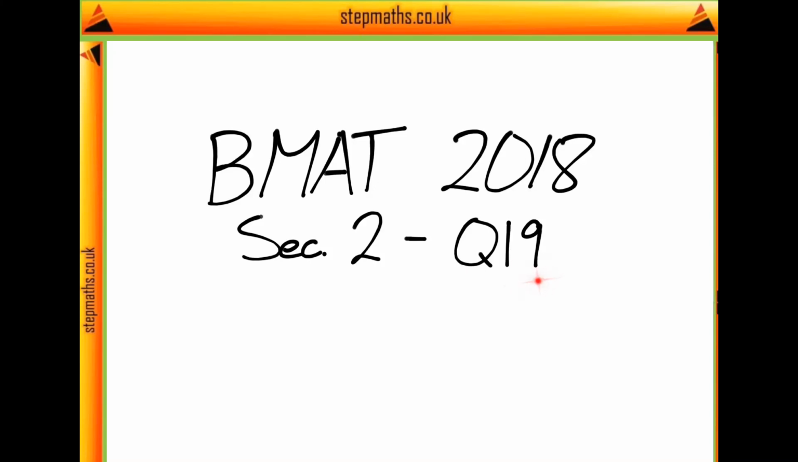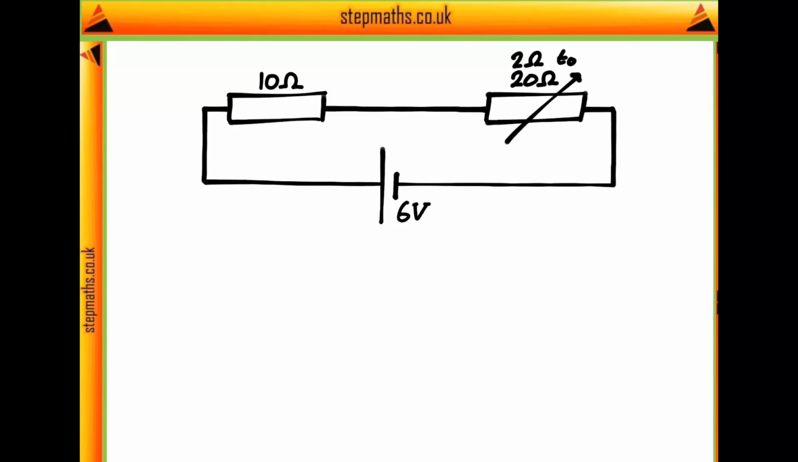Here we're going to look at question 19 from section 2 of the BMAT 2018 paper. In this question we're given the following circuit, which is a battery with potential difference 6 volts, connected in series to these two resistors. This one is a 10 ohm resistor and this one is a variable resistor which goes from 2 ohms all the way up to 20 ohms.